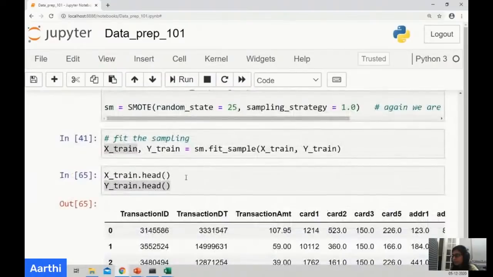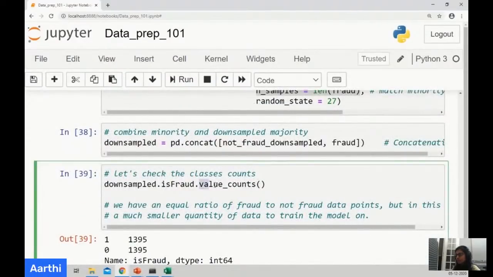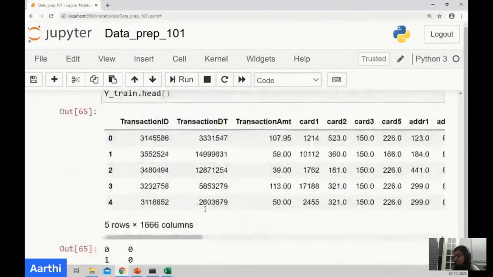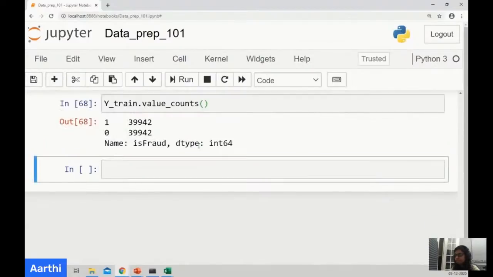Counts. And yes, you have 39,000 in both.